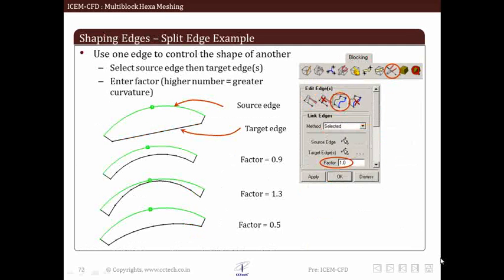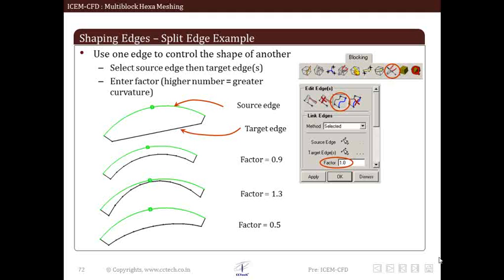Next is the link edge option. This option allows us to set shape of edges. We need to select target edges and then edge for source of the shape. By this, we can shape desired edge from any source edge. This option is mainly used at curvatures where we can shape internal edges based on the boundary edges.